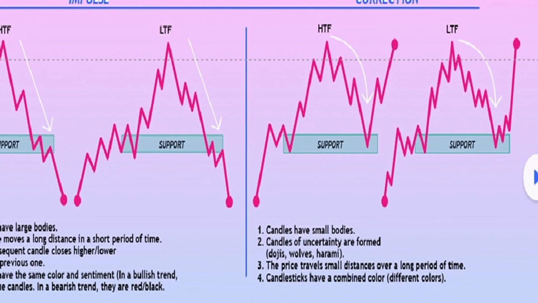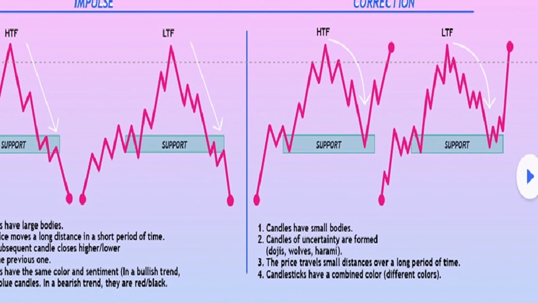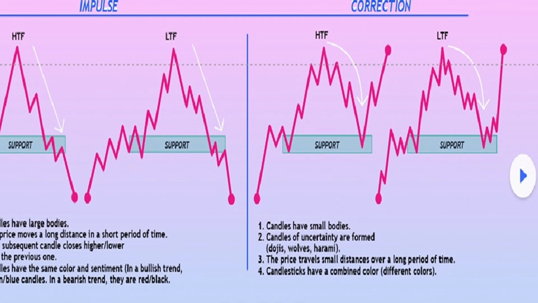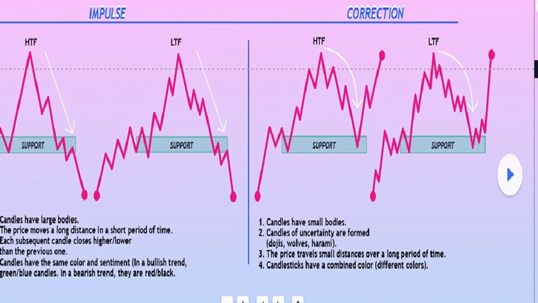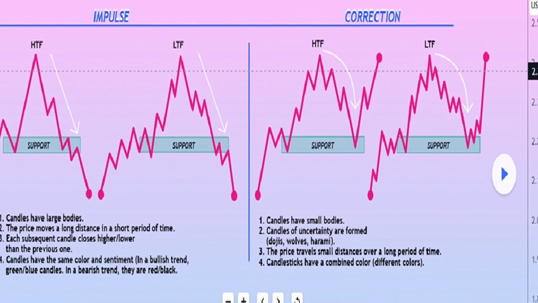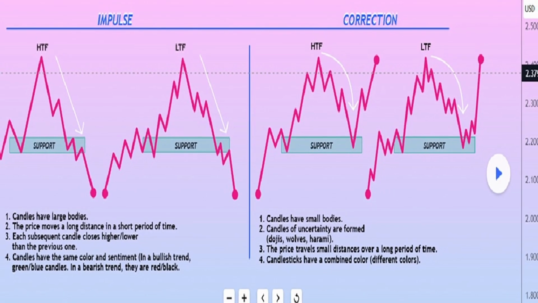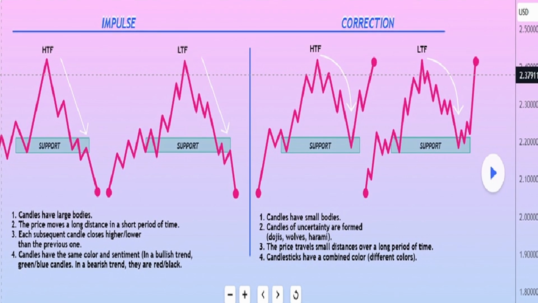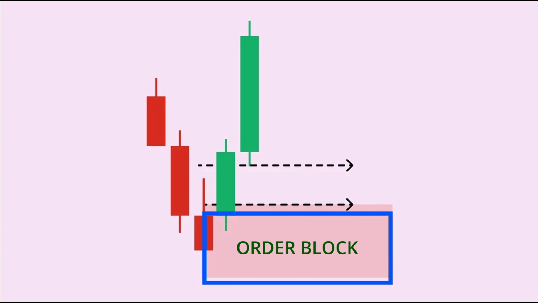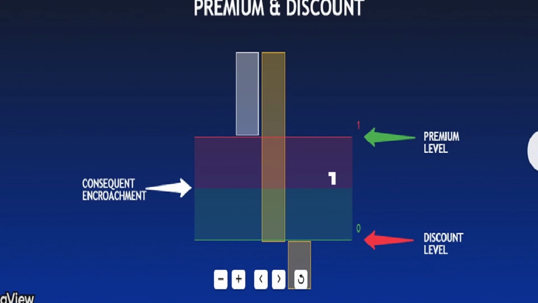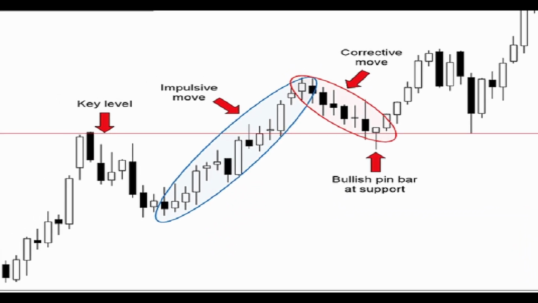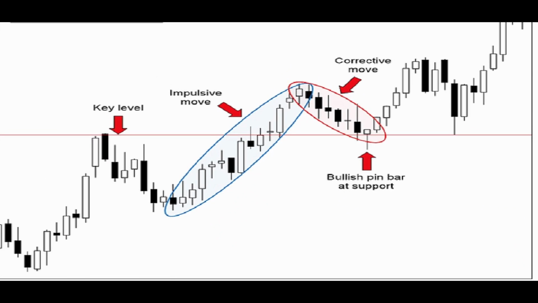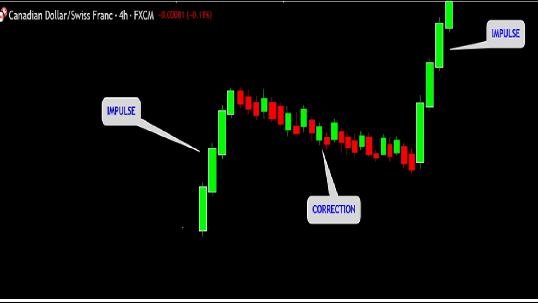The worst thing you can do is chase an impulsive move. You buy the top of a big green candle and then the correction hits and you're immediately in the red, panicking. The right approach: wait for the correction to bring price back to a key zone, an order block, a fair value gap, a discount area. That's where institutions are waiting to enter again. That's where you want to enter. Enter during corrections, profit during impulses.